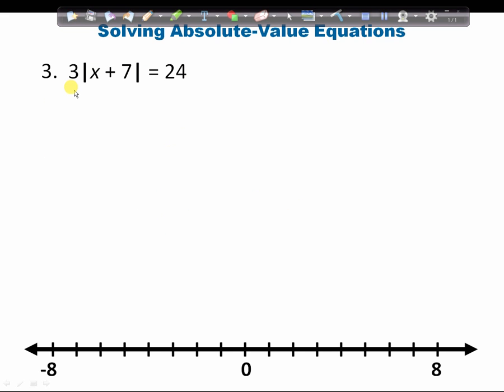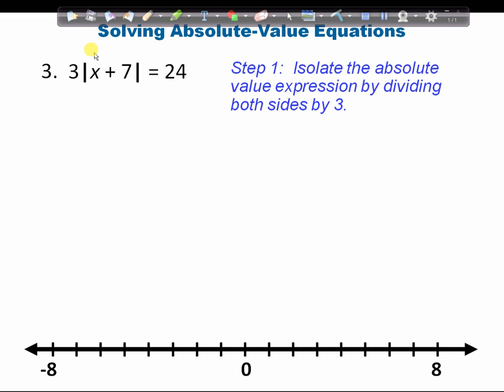So here's number 3. Go ahead and make sure you write that down. 3 absolute value, x plus 7 absolute value equals 24. This 3, or the absolute value bars, do not work like parentheses, so you cannot distribute that 3. Okay, do not distribute the 3. We're going to move the 3 first and then set up our two equations just like we did in the last problem. So here we're going to isolate the absolute value bars or get them by itself.